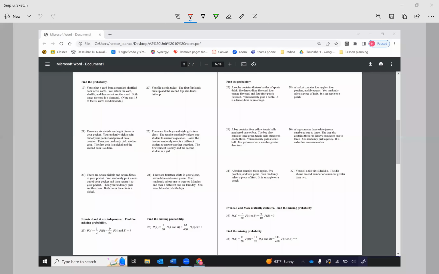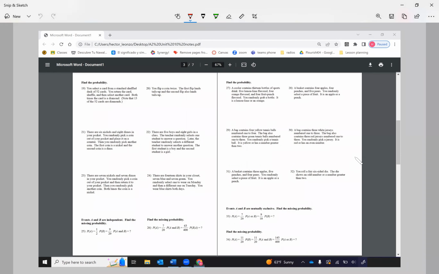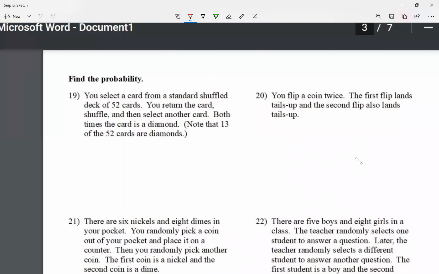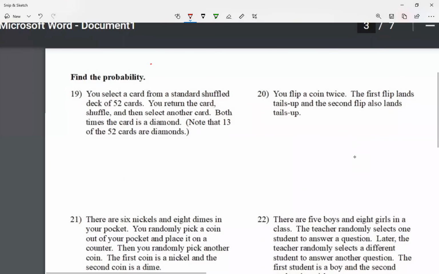All right, so let's talk about probability. We're looking at independent and dependent today. Let me work questions 19 through 26. So there's two things. Let me write the words down. I just said it, that we're working on dependent.